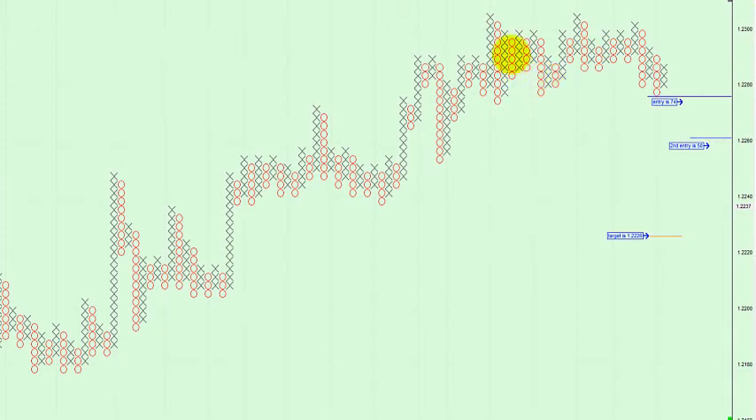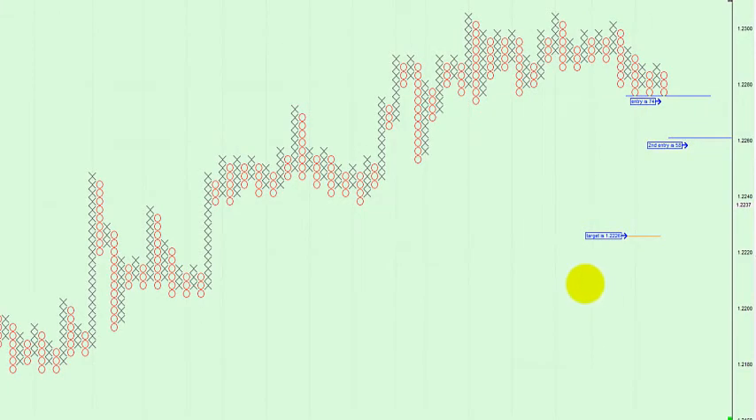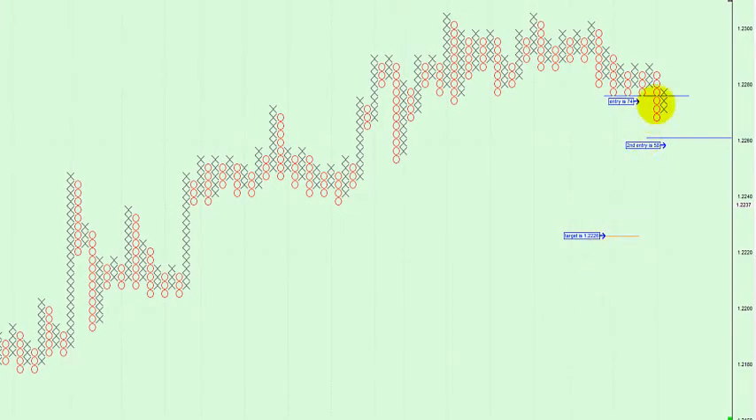I wait until smart money is about to step in here and start driving price a lot lower. And you can clearly see as price gives me my entry, we get the entry at 74. This is 1.2274.